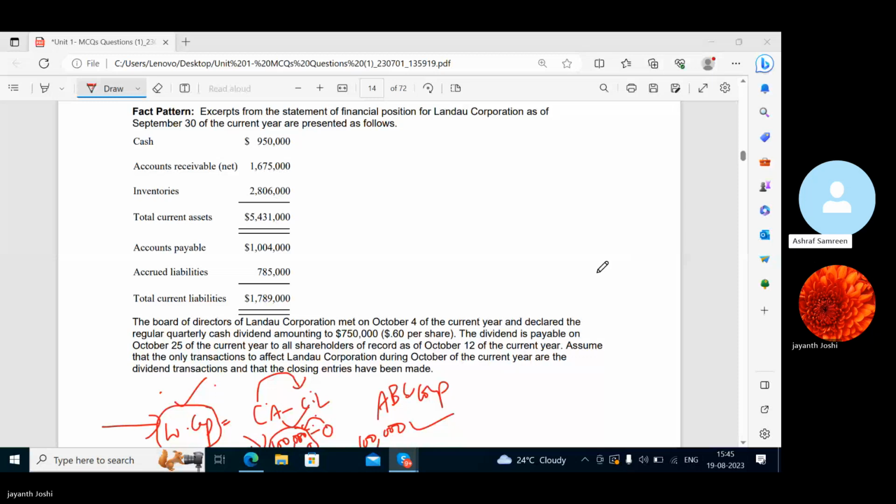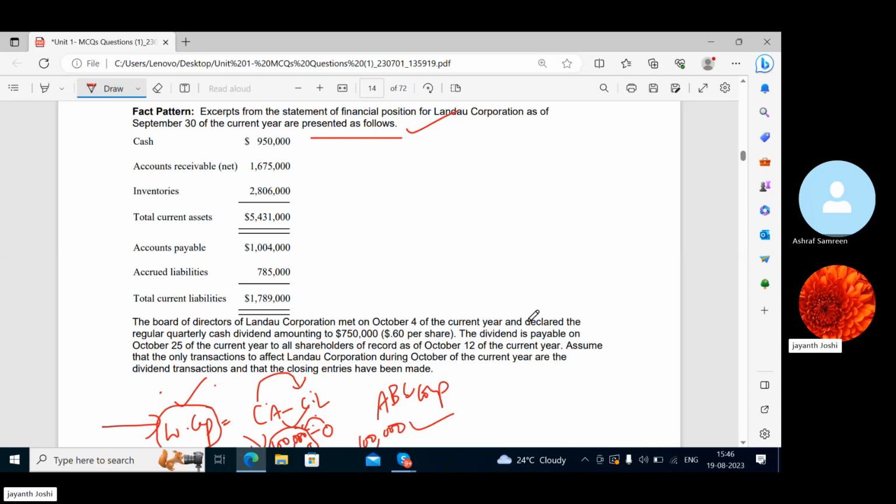So I think B1 decreased by dividend declaration and changed by dividend payment. Okay, we will discuss this. What this question says, we will understand. So excerpts from the statement of financial position of Landau Corporation as of September 30 of the current year are presented as follows. So this is the balance sheet they have given. But what is their agenda? What are they asking? Let us first clear this.